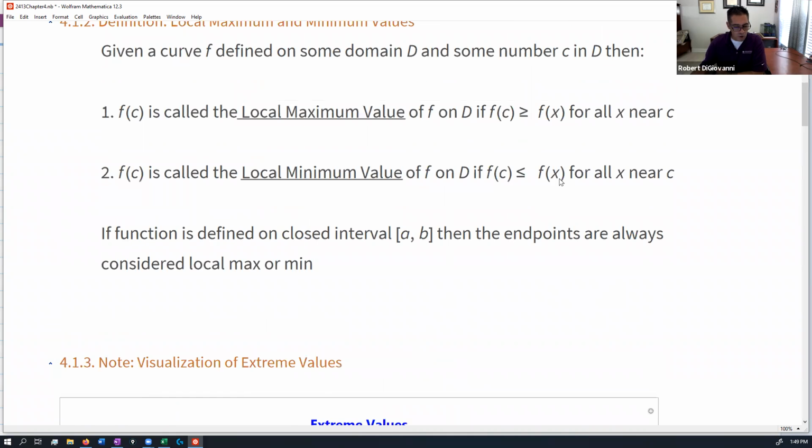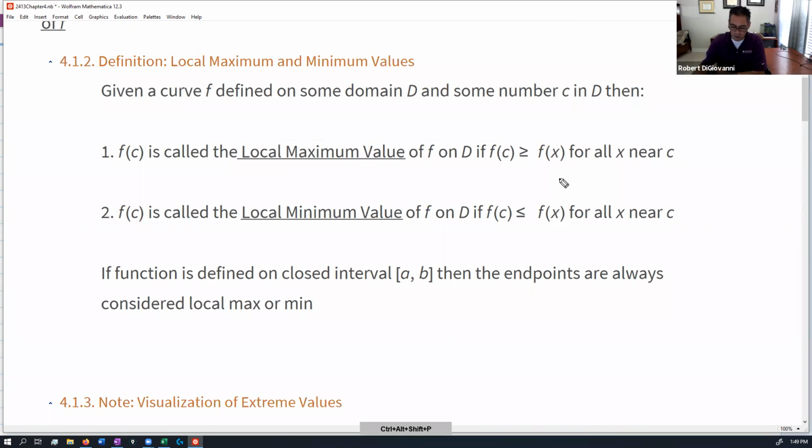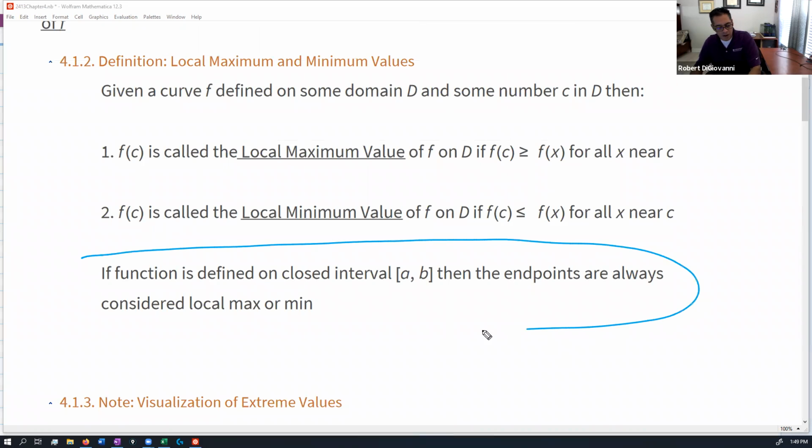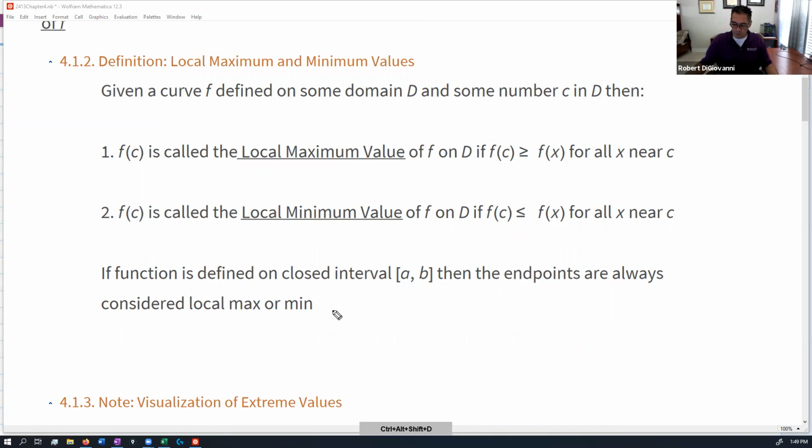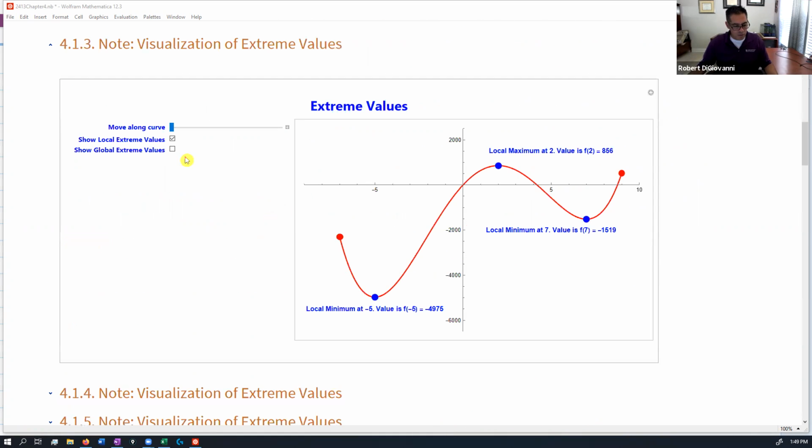When you talk about local stuff, if a function is defined on a closed interval, the endpoints are always considered local maxes and mins. I didn't show that on my image. I need to fix it. So when we go back and look at the locals, I need to include this would be something and this would be something. What do y'all think those would be?